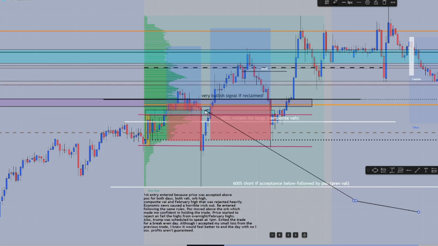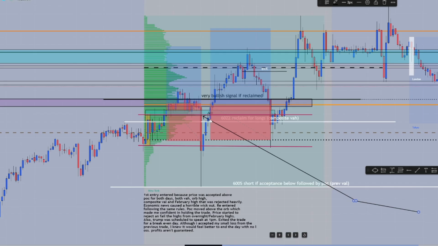Boom. And then right here, you want to know exactly what happened right here? Mr. Kennedy himself fired people from the CDC, the ones who could control the vaccines, whatever, and price just tanked. That's what happened. So economic news caused a horrible wick out. Re-entered following the same rules. So once I got wicked out, I followed the same game plan that I had before markets even opened.